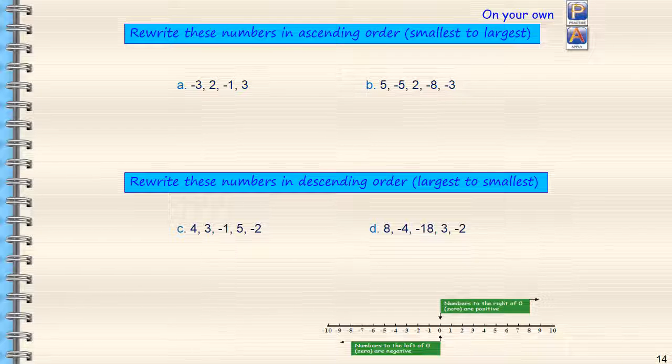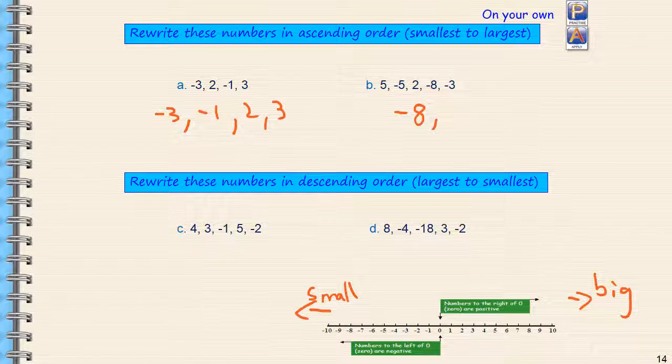All right, have a go at these ones. Write these in ascending order. So ascending means smallest to biggest. So if you look at your number line, the ones further down this end are the smallest, and the ones further this way are the biggest. Okay, so -3 is my first one because it's the furthest to the left. -1 comes next because that would be next on the number line as I move from left to right. 2 comes next, 3 comes next. In this one, -8 will be first, -5, -3, 2, and 5.